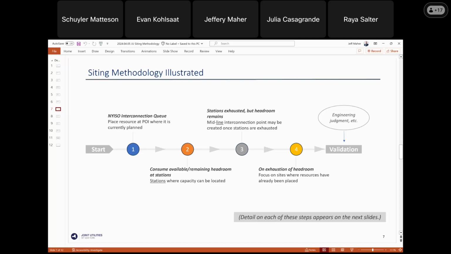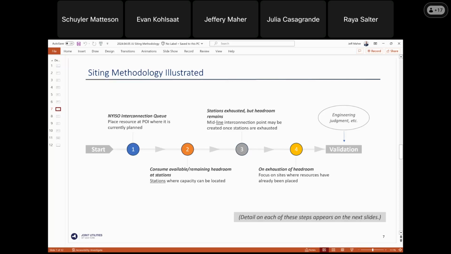Once we've included those resources in the cases, the next step is to look to consume headroom. We heard some of that discussed in the capacity expansion modeling work; there was a filing back in February. These headroom numbers are trying to determine where on the system there is electrical capability to support new generation. So step 2 of our process would be to use that electrical headroom.